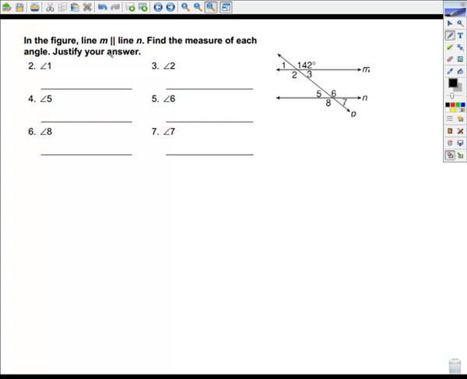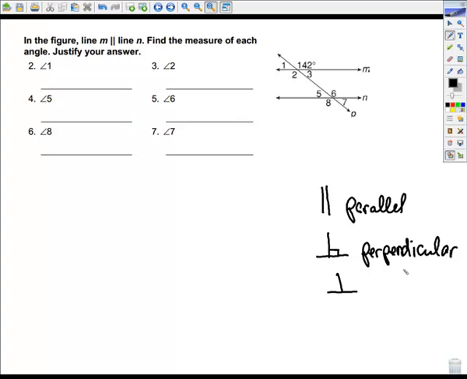So here they're telling us that line M and line L are parallel. This is, and I want you to write this down, the symbol for parallel lines. So it's two vertical lines. They sort of look like train tracks. And we went over before, when we did our Pythagorean theorem, this is the symbol for perpendicular. Sometimes you'll see it without the right angle in the corner. So both of these work.